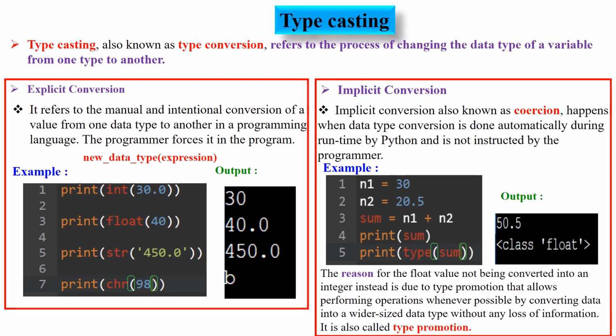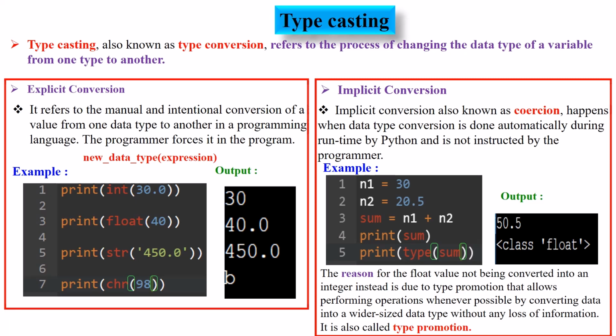Next in line 5, the argument 50.0 is already a float, but since it's passed to the str function, it gets converted into a string representation of the number 50.0. Next, in line 7, the integer 98 represents the ASCII code value for the character b. When chr of 98 is called, it returns the character b. Now, look at the right side.